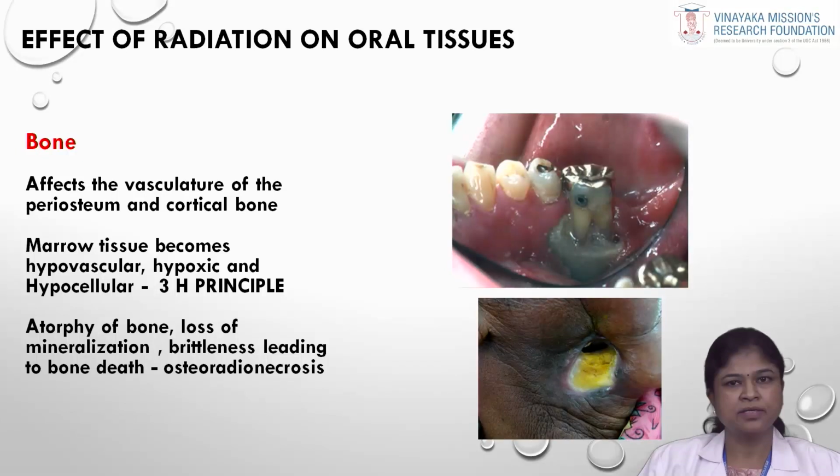Treatment of cancers in the oral region often includes irradiation to the mandible or the maxilla. Usually, the mandible is more affected than the maxilla because of the increase in the vasculature or the blood supply.